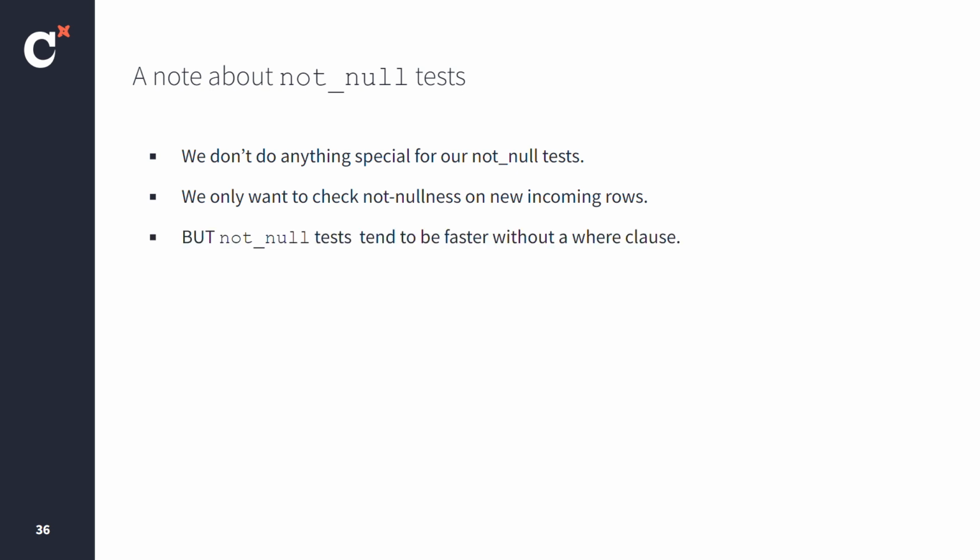But we actually found that in Snowflake, not null tests tend to be faster without a where clause. And you can see it in the query plan: Snowflake is returning a metadata-based result if you don't include that where clause. When you include the where clause, it actually tries to go look at the data. But if you don't, it just looks at the metadata it has about the table, and it says, yeah, none of the rows in this column are null.